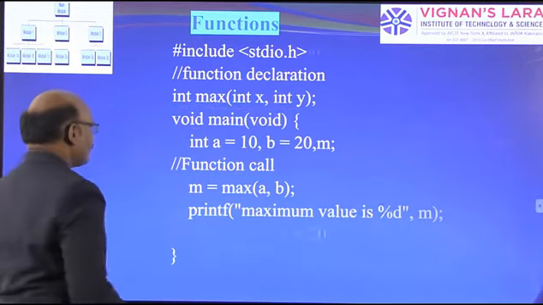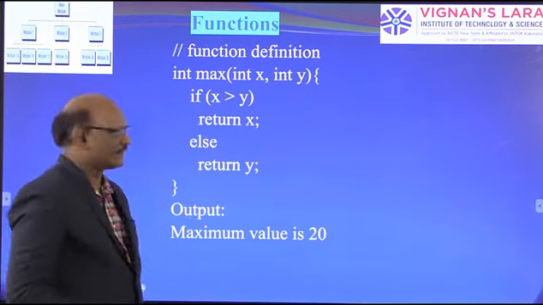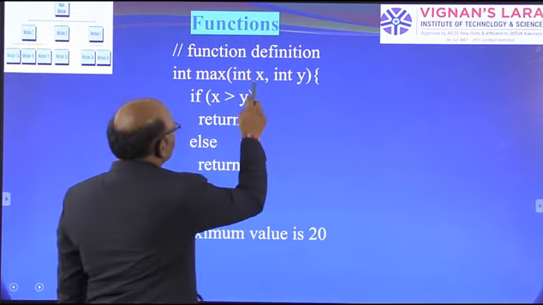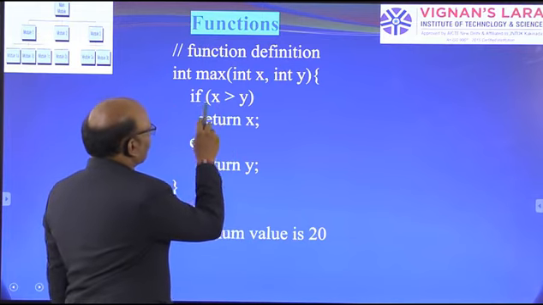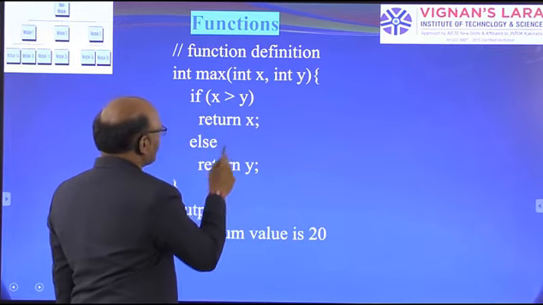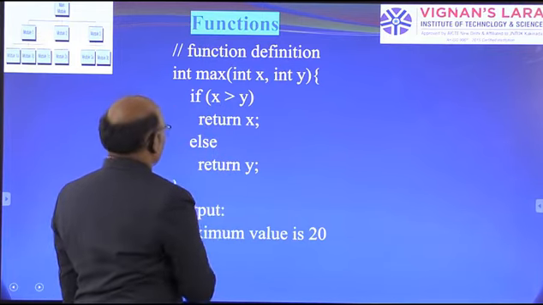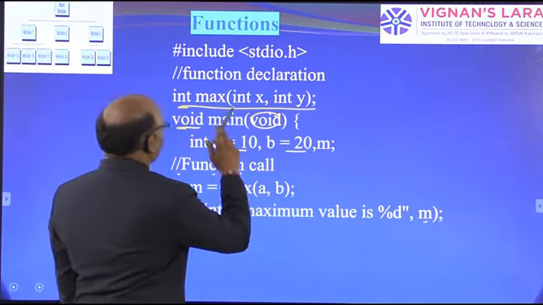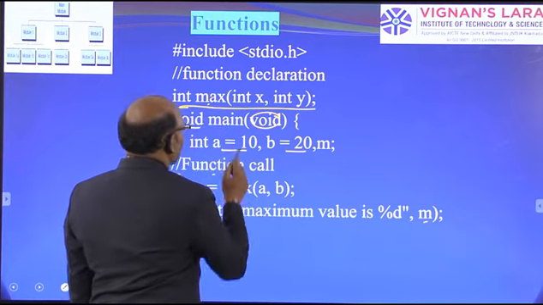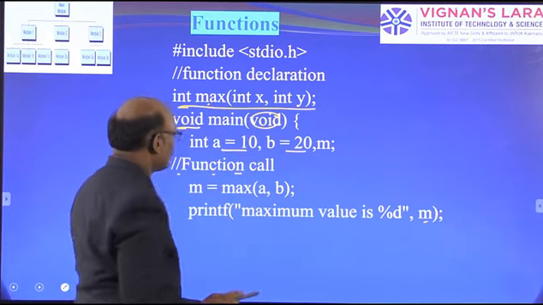Next, the function definition. int max of int x comma int y. First it will check if x is greater than y, return x, else return y. See here, first it is the function prototype. Its function name is max. It is having two arguments.